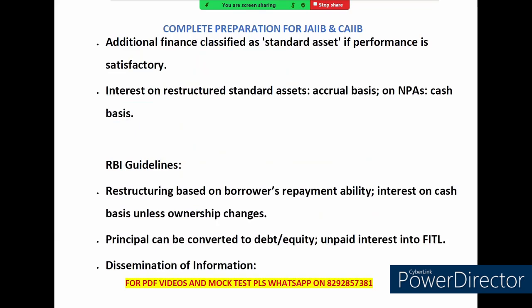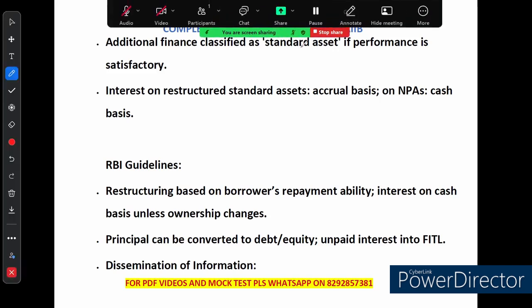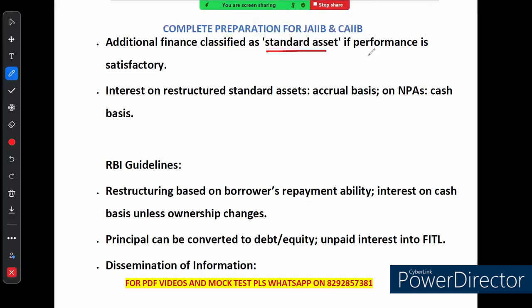Let's look at the additional financing and how it is classified. When additional financing is given, it is labelled as a standard asset, right, if the borrower is performing well with their payments. Interest on this restructured standard asset is calculated on accrual basis, meaning the bank records it as income even if it has not been paid yet. However, for a loan classified as NPA, it is recognized on cash basis. Already I have told you, right? So according to the RBI guidelines, any restructuring should consider the borrower's ability to repay.